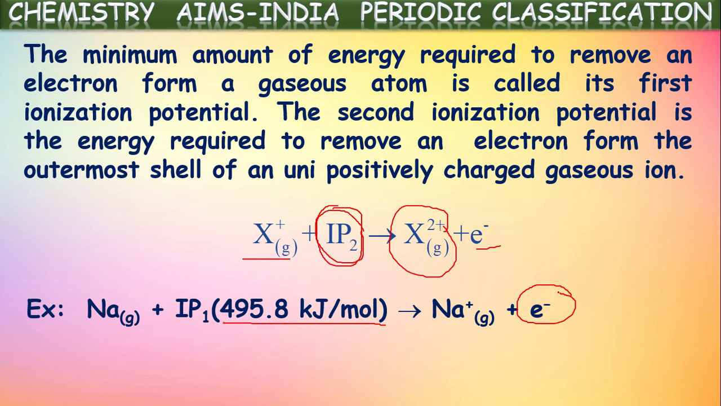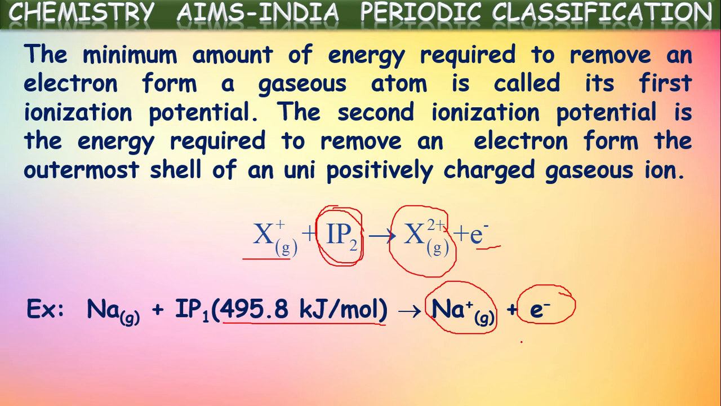It means if you take 1 mole of sodium atoms in the gaseous state, and supply 495.8 kilojoules of energy, they release 1 electron each from their outermost shell and form uni-positive ions. That energy supplied is called the first ionization potential. By supplying this first ionization potential, sodium atoms became sodium ions, or uni-positive ions.